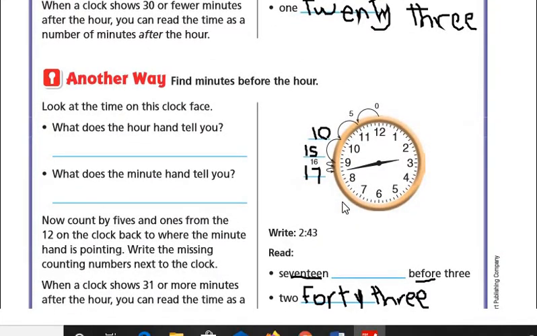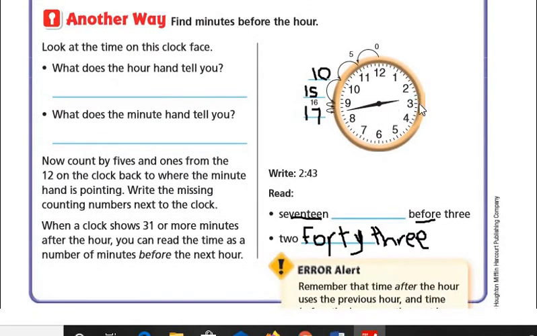We can tell time in another way. Instead of saying how many minutes after the hour, we want to tell time by minutes before the hour. Which hour will I use in case of using the word before? Okay, let's see together. This is the clock face. We have here our hand between 2 and 3.